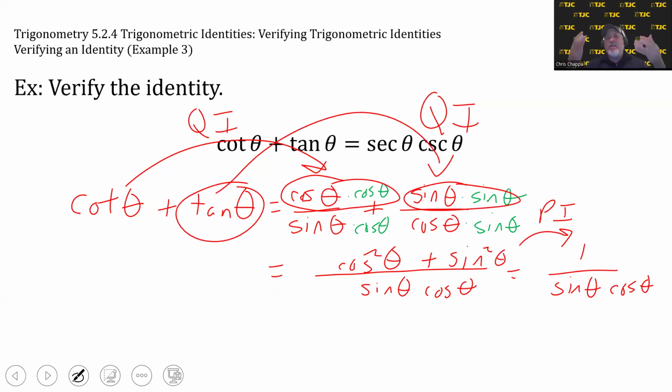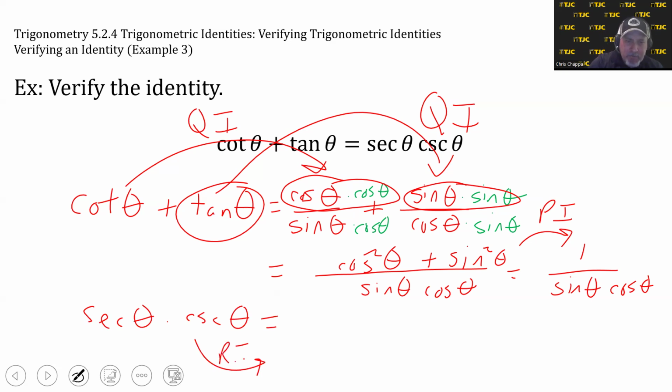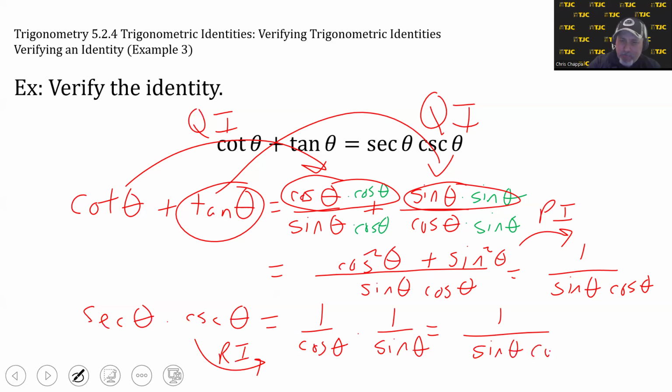But to show you the meet in the middle strategy where you work both sides, let's work the other side, secant of theta times cosecant of theta. Well, using two reciprocal identities, secant is 1 over cosine of theta times cosecant is 1 over sine of theta. And then we can multiply the two fractions together. 1 times 1 is 1. And on the bottom, cosine times sine in no particular order.